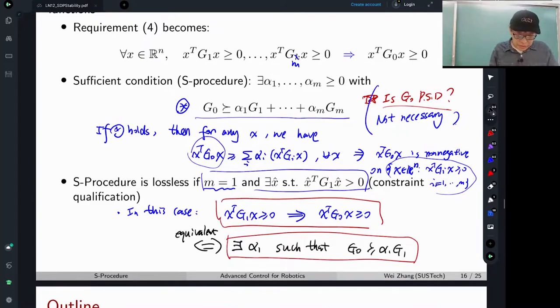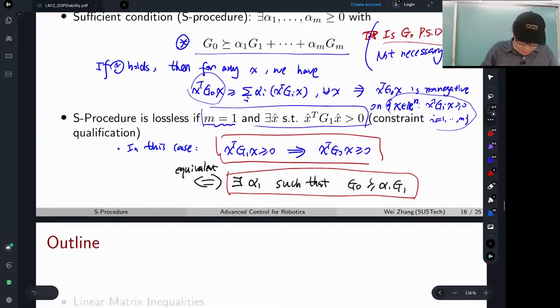Yuhan, I'm going to ask you again. There exists alpha one such that G zero is bigger or equal to alpha one times G one. Do you think G zero is positive definite? No. How could that be?